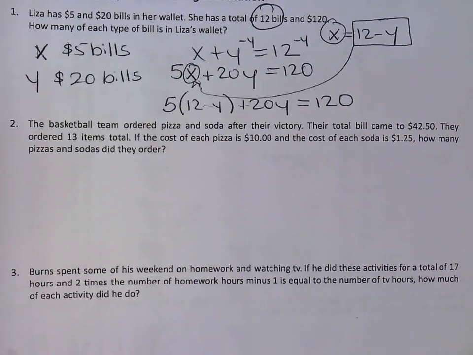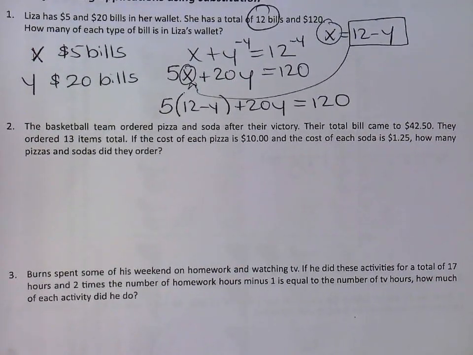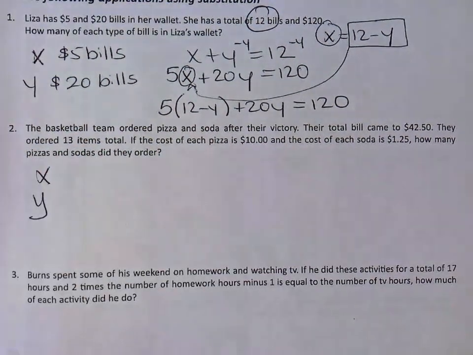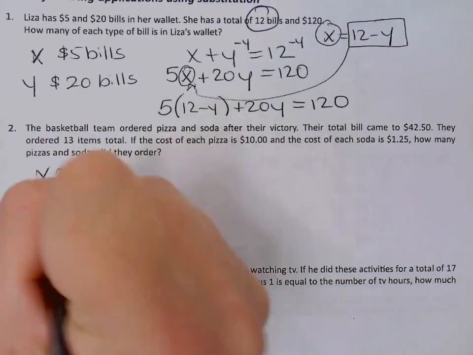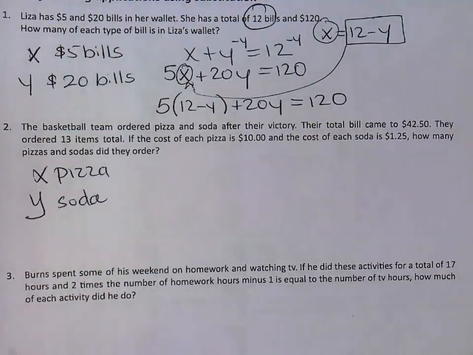All right, question 2. The basketball team ordered pizza and soda after their victory. Their total bill came to $42.50. They ordered 13 items. The cost of a pizza is $10 and the cost of the soda is $1.25. How many pizza and soda did they order? So first step is always to find your variables. In this case, I'll let x be pizza and y be soda.